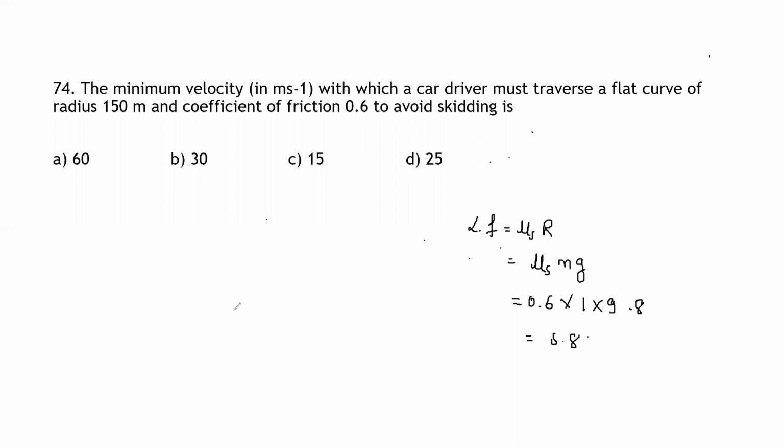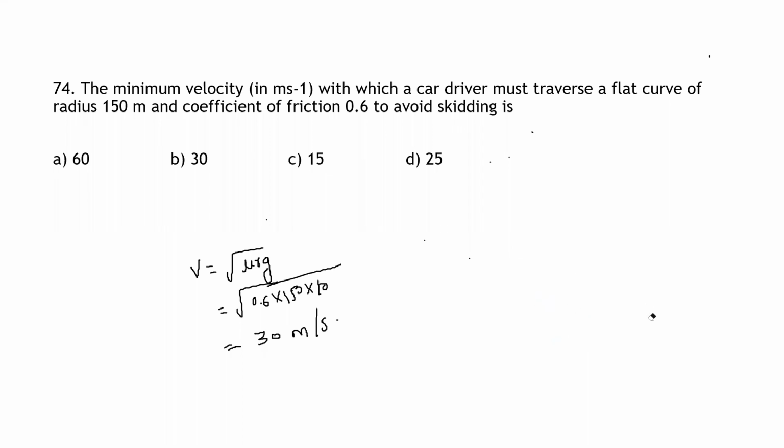Sorry, we need to calculate the minimum velocity, not the limiting friction. So the velocity formula we need to use: velocity is equal to under root of mu r into g. That is equal to mu is 0.6, into r is 150, into g is 10. So it is the direct velocity formula. The simplification is 30 meter per second. So option B is the correct option here. Speed is equal to root of mu r g, substitute the values and calculate. Right, students?